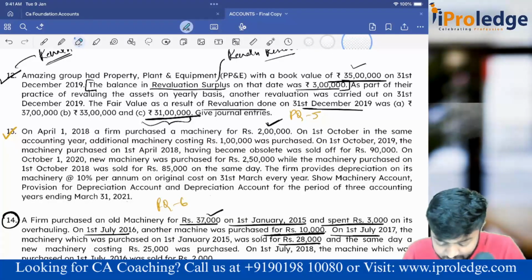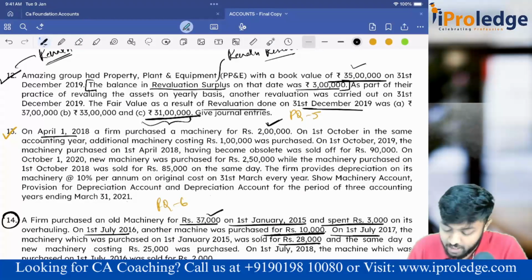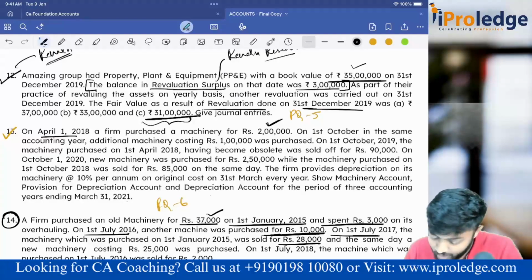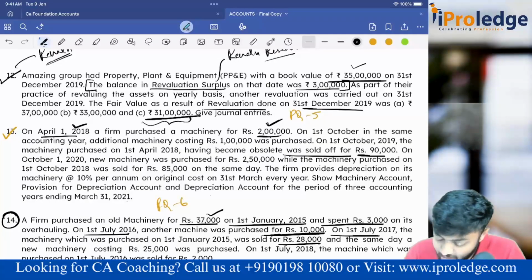On April 1, 2018, a firm purchased a machinery for 2 lakh rupees. On 1st October in the same accounting year, additional machinery costing 1 lakh was purchased. On October 1, 2019, the machinery which was purchased on April 1, 2018, first this machinery, having become obsolete, was sold off for 90,000 rupees.